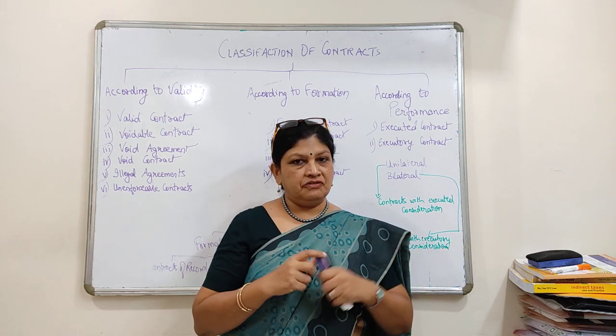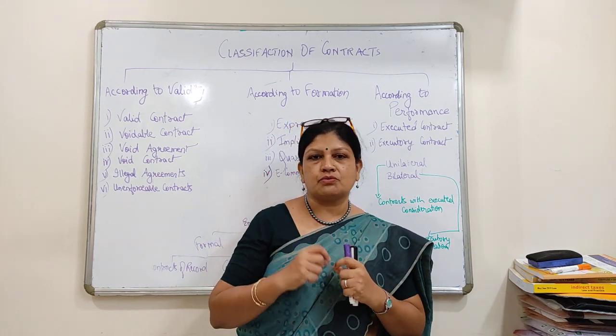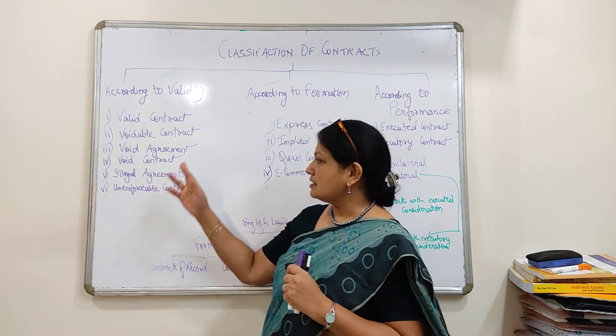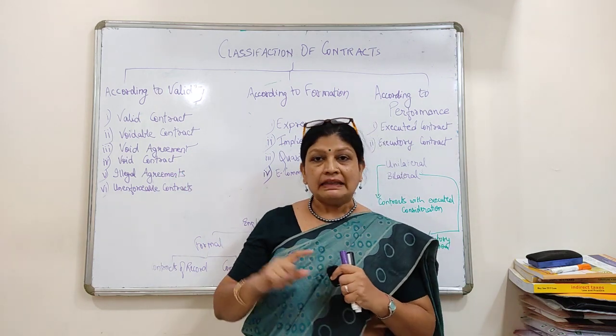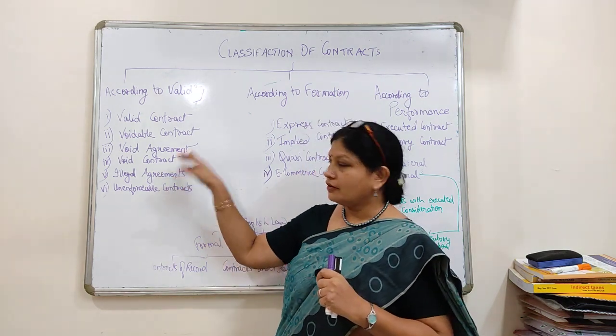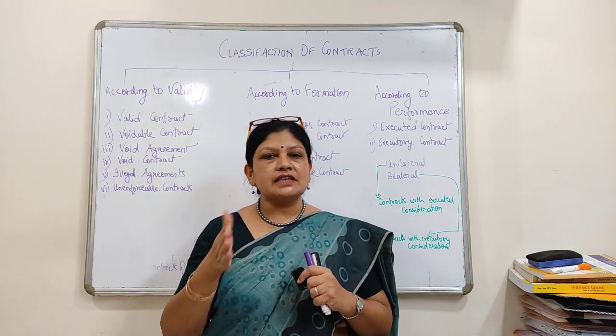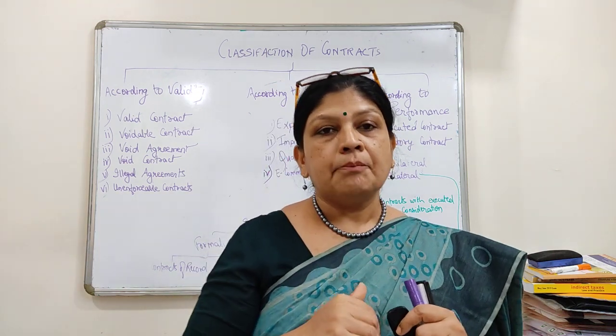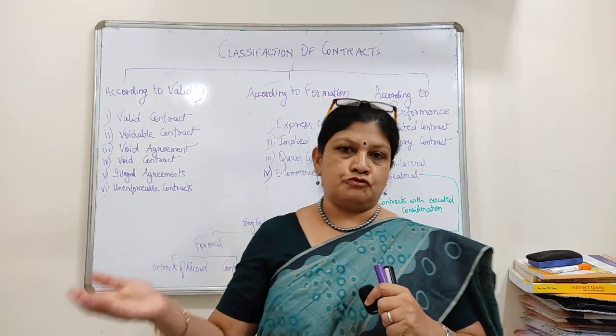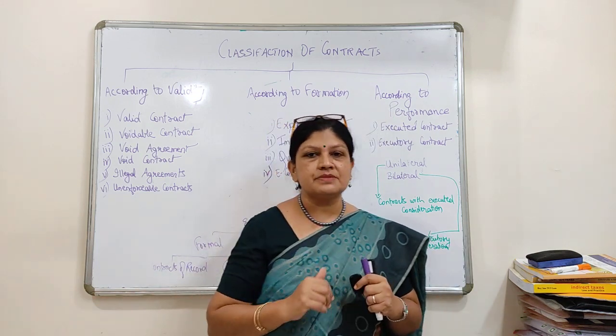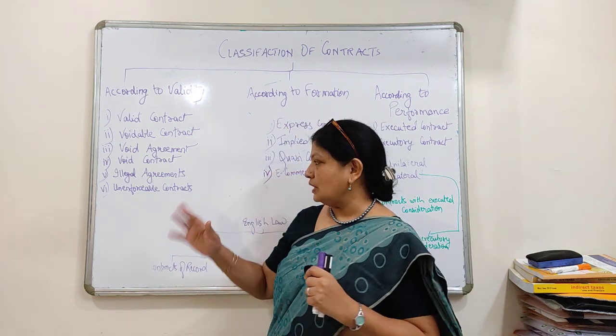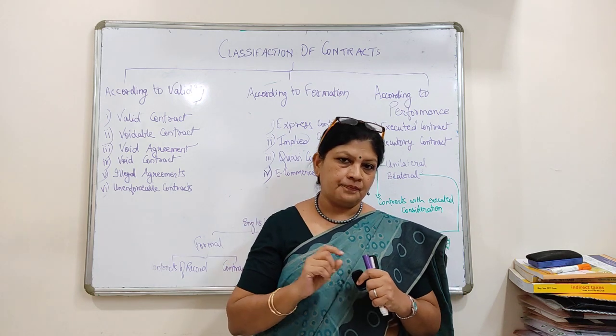In the last video, I had covered few situations in which the agreement is said to be void. Then the next type is void contract. A contract which is enforceable in the beginning but it ceases to be enforceable due to the change in the circumstances. Such a contract is known as void contract.